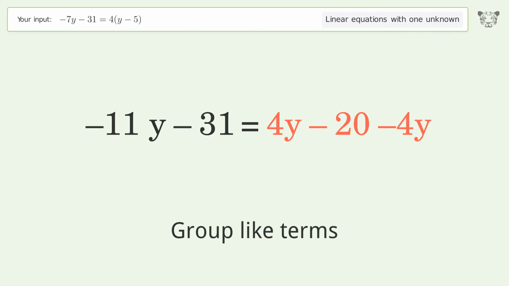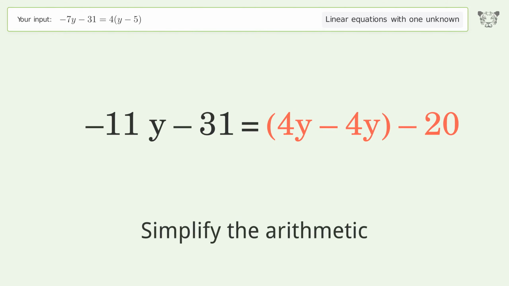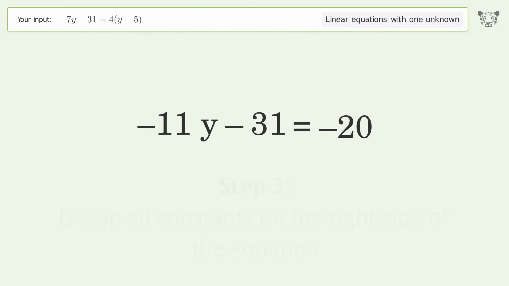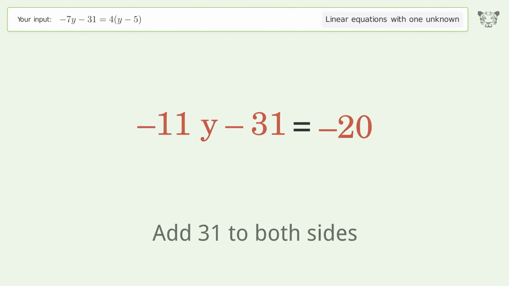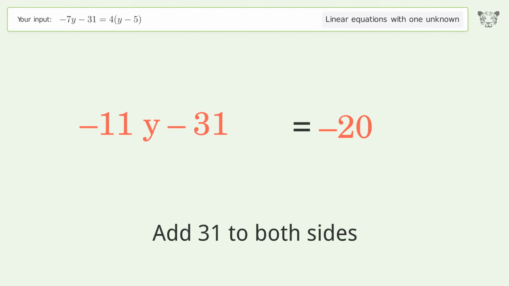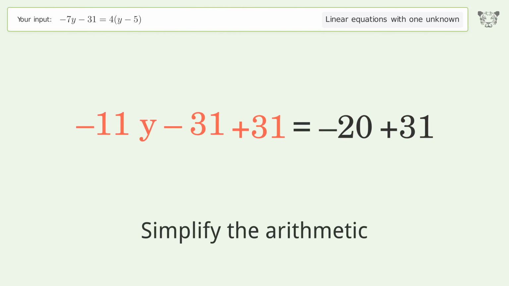Group like terms. Simplify the arithmetic. Group all constants on the right side of the equation. Add 31 to both sides. Simplify the arithmetic.